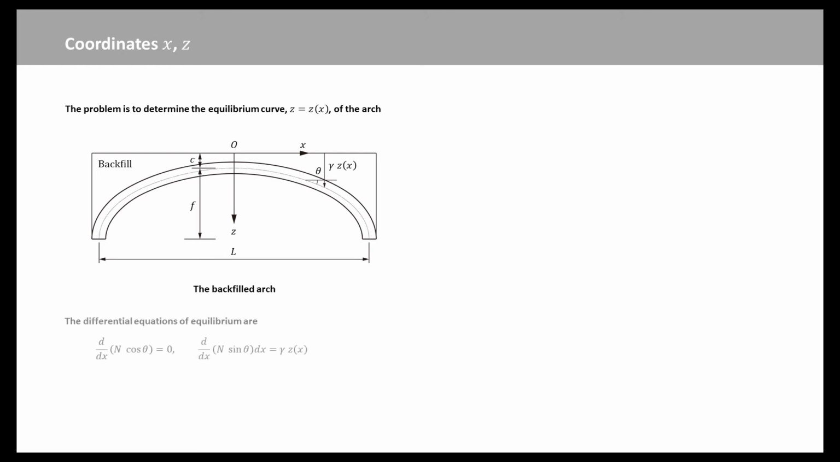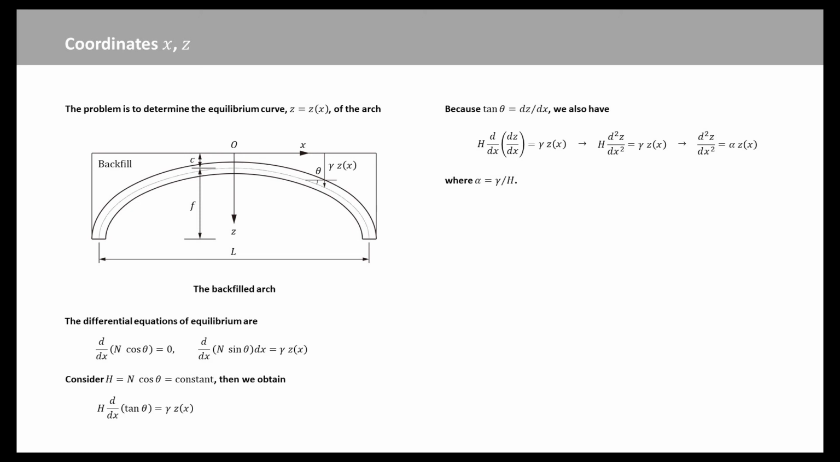From this figure, we can write the differential equations of equilibrium. The horizontal component of the abutment thrust N is constant. Then we obtain this equation. Because tangent theta equals dz over dx, we can obtain the second-order ordinary differential equation, where alpha equal to gamma over H. After the mathematical derivation, and considering the depth of the fill at the crown is c, we obtain this equation.